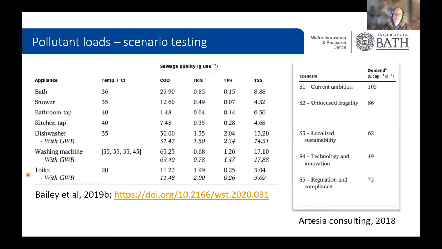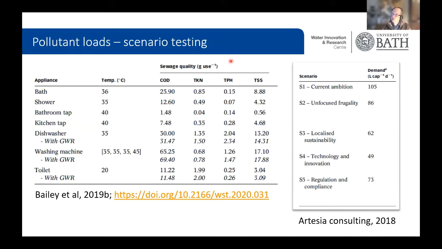And from there on, we started to do some modeling. We coupled sewage water qualities from different appliances in this area. We also did some scenarios, calculating some scenarios for the current ambition. This was a project which was done by Artesia Consulting on behalf of Ofwat in 2018, looking at different water use or water saving scenarios, and we were actually interested in what these water saving scenarios would do with the sewage water quality.